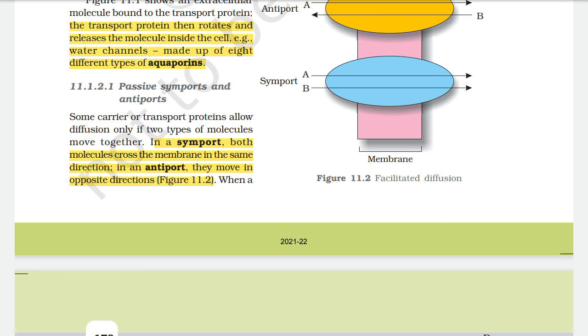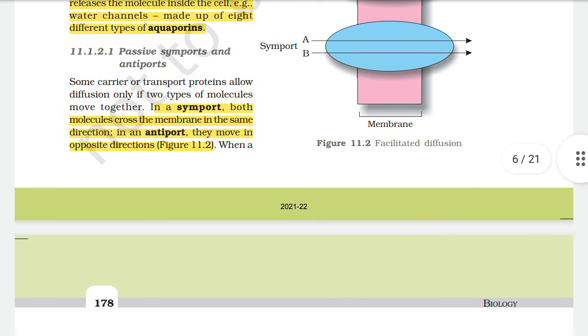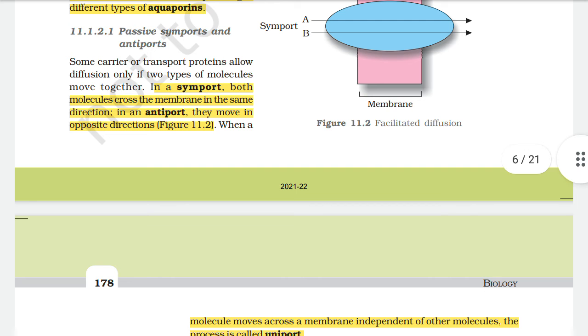So symports and antiports. What are these? Symport is the transportation of two molecules in the same direction. Some proteins allow only two molecules. They don't allow only one, they allow two molecules to pass through them, and if two are there then only they will transport. Such proteins can be symport or antiport. Symport means two molecules in the same direction, antiport means two molecules but in opposite directions.